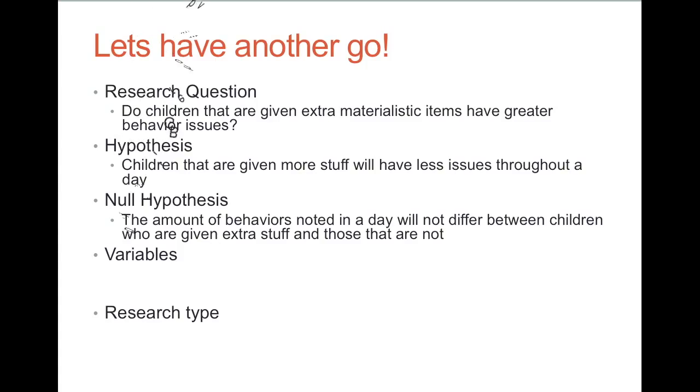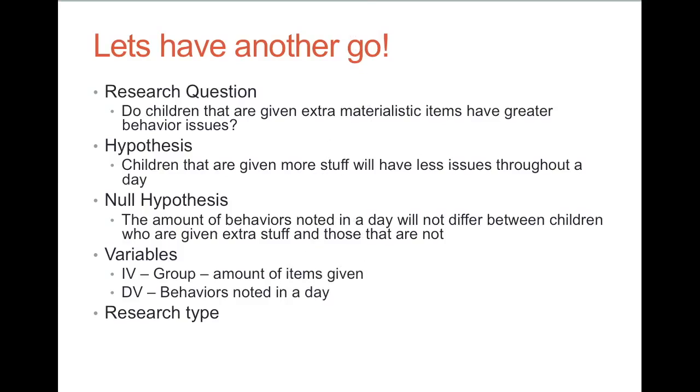So our variables would then be, for the independent variable, the group. We are actually manipulating this time. We are separating kids out. One group of kids is going to get more toys than the other group of kids. And then we're going to note if they have any behaviors and just sort of assume cause and effect from that.